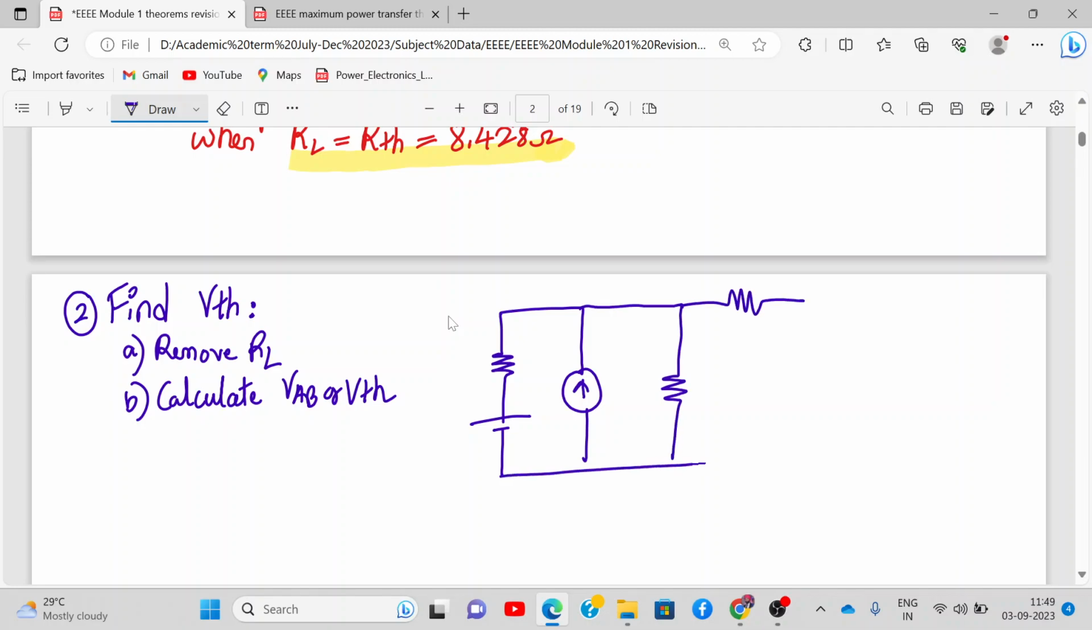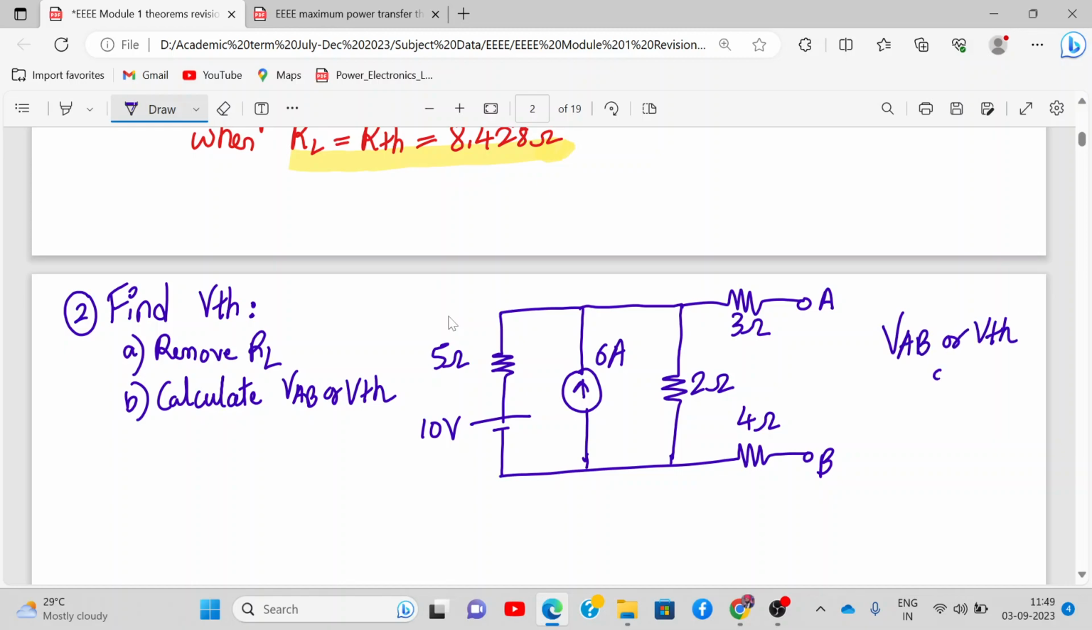There are two resistors over here, and this is point A and B. This is 5 ohm, 10 volt, 6 ampere. This is 2 ohm, 3 ohm, and 4 ohm. So here we need to find VAB or VTH, or it is also called the open circuit voltage. All right, drawn till now.